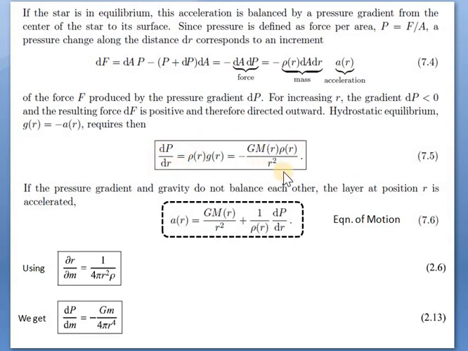Now we can get a different form of hydrostatic equilibrium from this one by using this first relation, dr/dm. If we use that, then we can get a different form of this hydrostatic equilibrium, with r to the power 4, and on the left-hand side we have dP/dm.